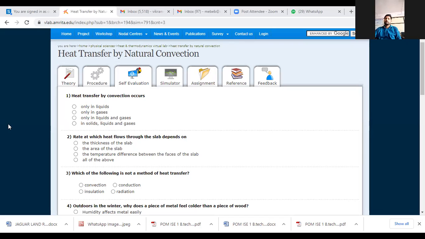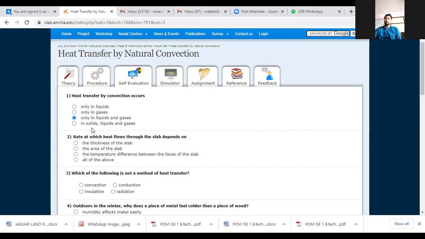Okay, so I'll tell you the answer. Answer is C, that is only in liquid and gases. As we have already discussed, to transfer heat by convection, there should be a flow of a material or a fluid. And that flow of a fluid is happening in liquids and gases. It is not happening in solids. So convection heat transfer will happen in liquids and gases, and it will not happen in a solid. So only in liquid is the wrong answer.